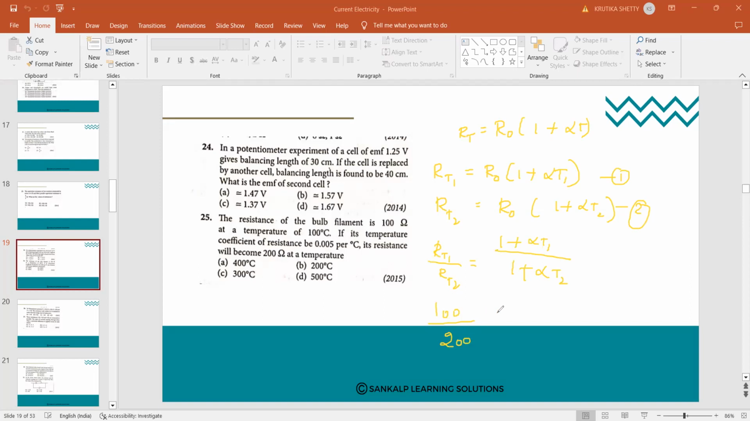100 ohm and 200 ohm, which is equal to 1 plus alpha value is given. So alpha value is 0.005 into T1. T1 is 100, divided by 1 plus alpha, same 0.005 into T2. Yes. So simplify for T2.